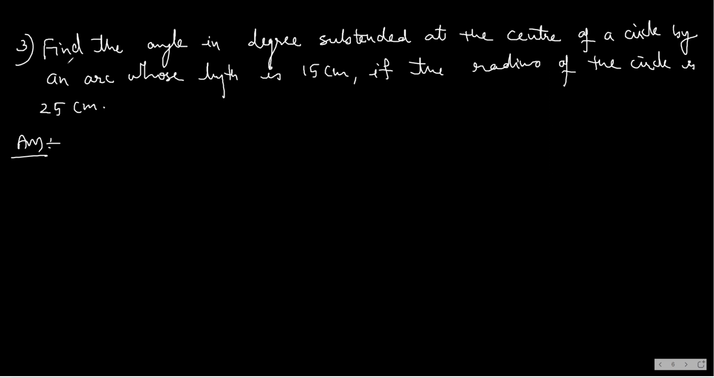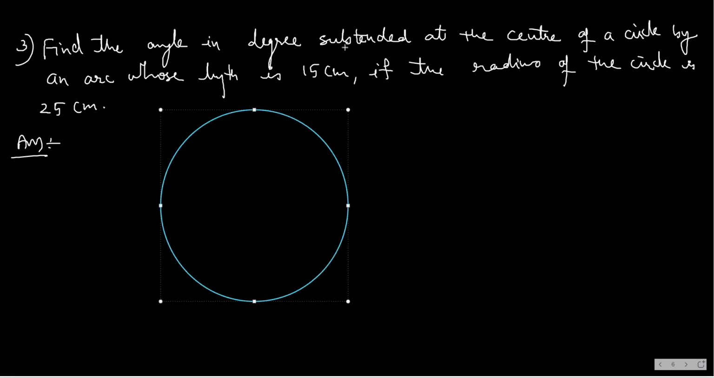Okay, the next question is: find the angle in degrees subtended at the center of a circle by an arc whose length is 15 centimeters, if the radius of the circle is 25 centimeters. So here, students, we are given the radius of the circle and the arc of the circle, and we are asked to find the central angle.